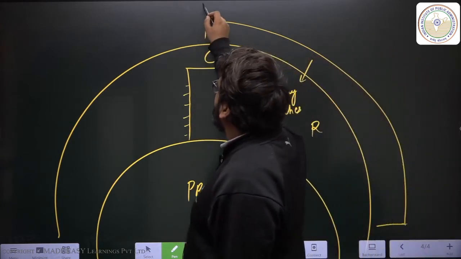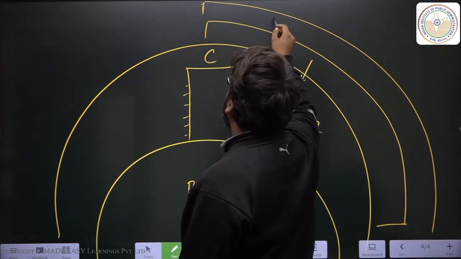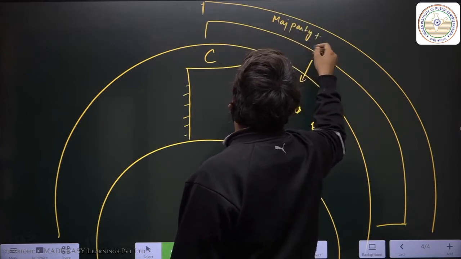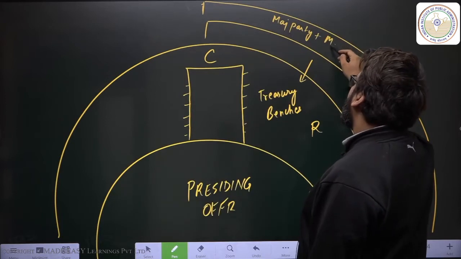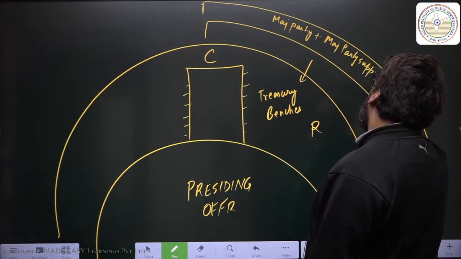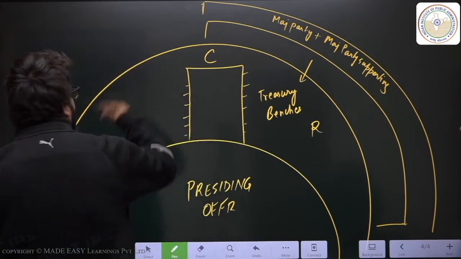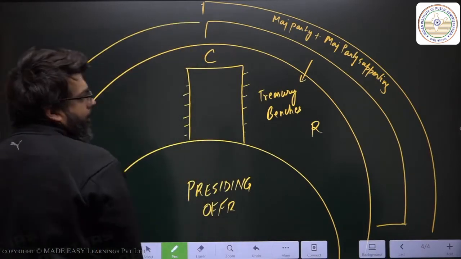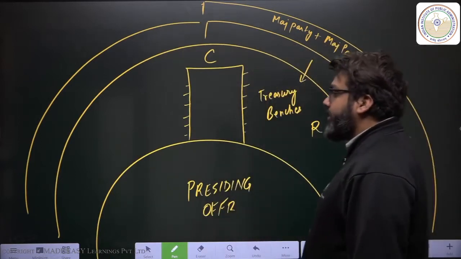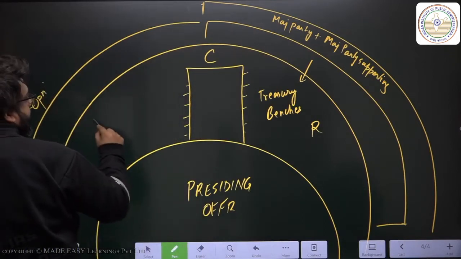Majority party and parties supporting the majority party usually sit here. So majority party plus parties supporting the majority party, outside support or otherwise or coalition, they all sit here. And the opposition sits here, towards the left.